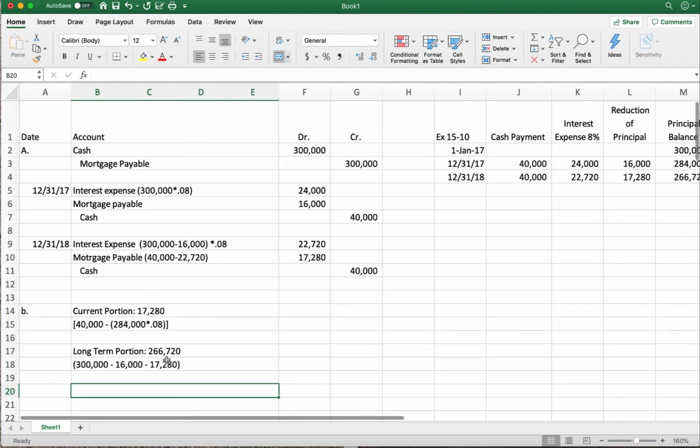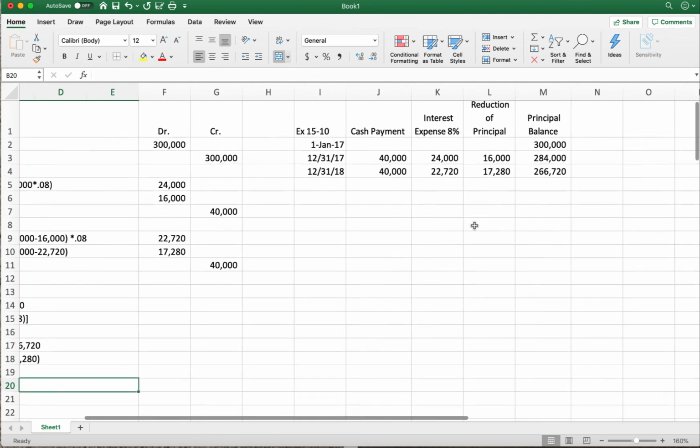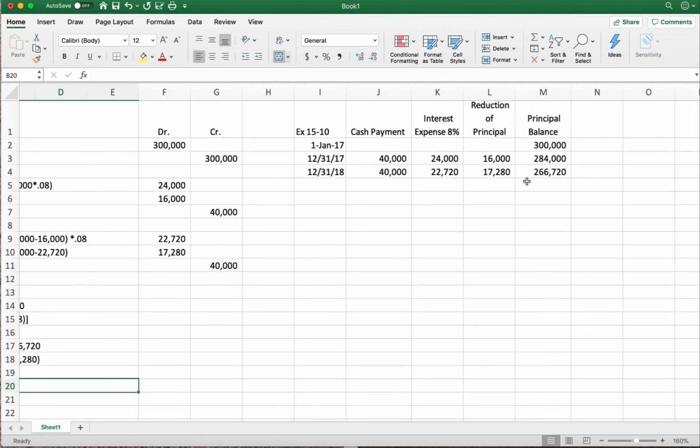$16,000. Then I need to subtract out the amount that I'm going to pay in 2018, because that amount in 2018 is going to be the current portion, which I already have on the screen, which is 17,280. That's how I ended up with the 266,720. I want to run through the logic of how to calculate this. But again, if you just do the chart, it's so simple. It makes it a lot easier because in one fell swoop, you're making the calculations.